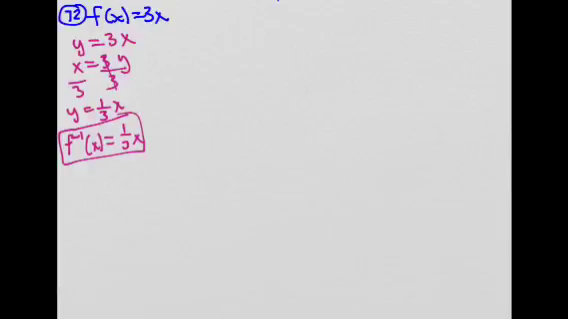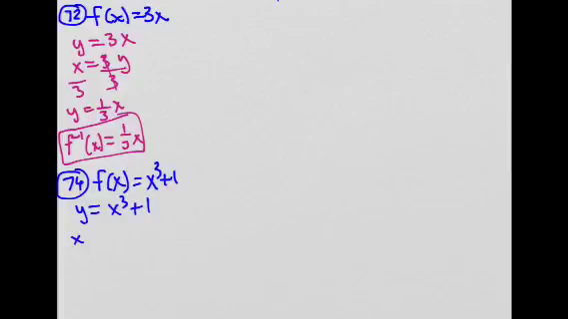Okay, and I'm going to skip the graphing part for now, but these lines would reflect over the line y equals x. Okay, same 4 steps. I'm going to replace the f of x with y. And then we're going to switch the x and the y. Then we're going to solve for y.